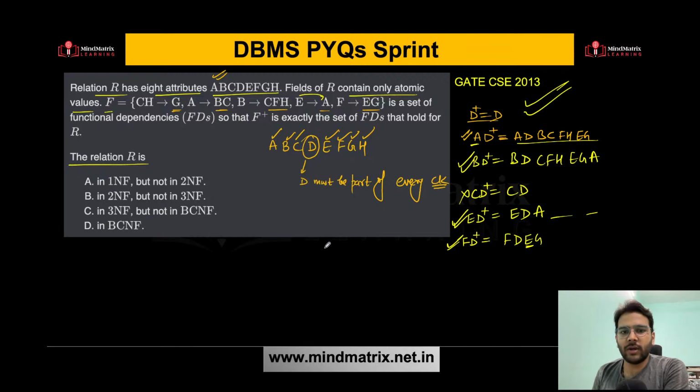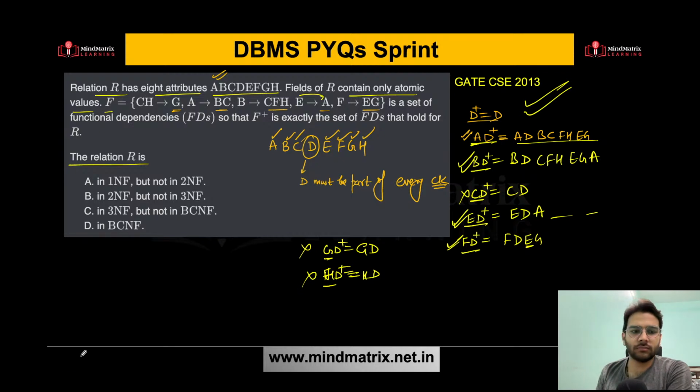Okay, then what about GD? I'm getting G, I'm getting D. Anything else? No, this is not my candidate key. What about HD? So I'm getting H, I'm getting D. Anything else? No, this is not my candidate key. Now even if you take the combination of CGD, CHD, still you will not get all the attributes. So I can say these 4 are the candidate keys here.